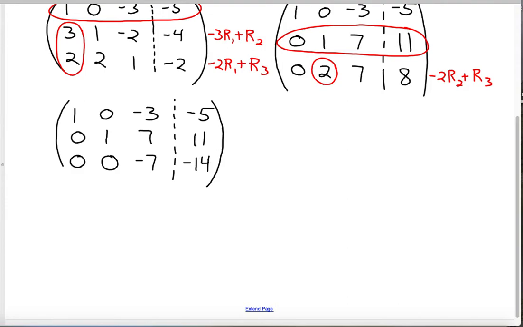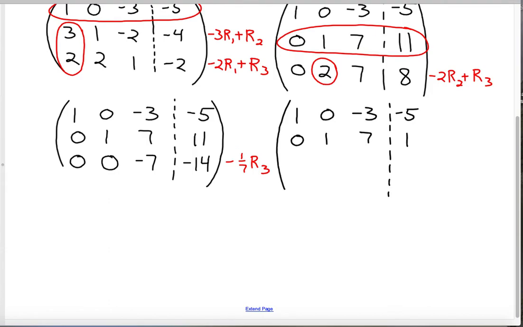And finally, just to make my life simpler and to show one of those other row operations, I'm going to multiply the third row by negative 1/7 and replace that third row. So I've got 1, 0, negative 3, negative 5; 0, 1, 7, 11; 0, 0, 1, and 2.